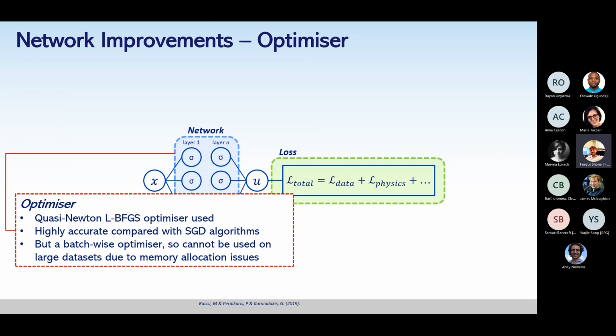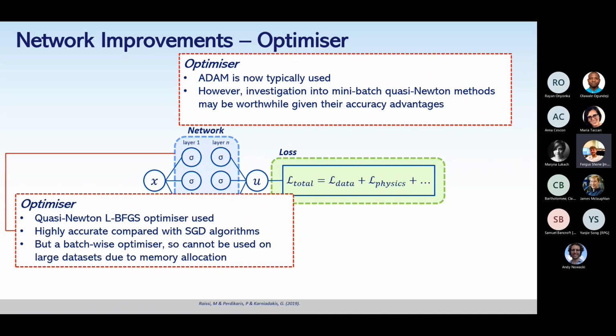The last one is not really an issue as such. The original paper uses the L-BFGS optimizer, which is a quasi-Newton method. It's actually really accurate, second order, but it's a batch-wise optimizer, so you can only use it on small data sets, essentially, because you can't use mini-batching. So again, it works for small, simple problems, but you run into memory allocation issues if your data set is too large.